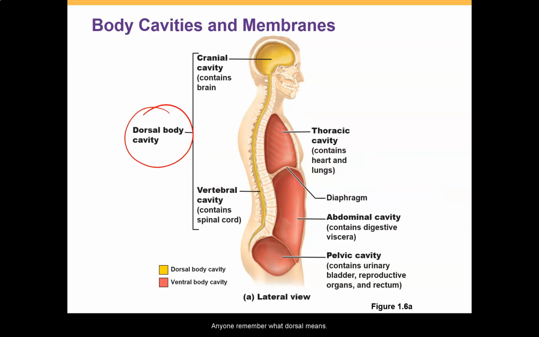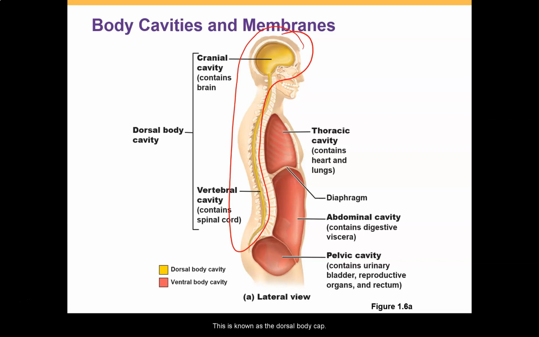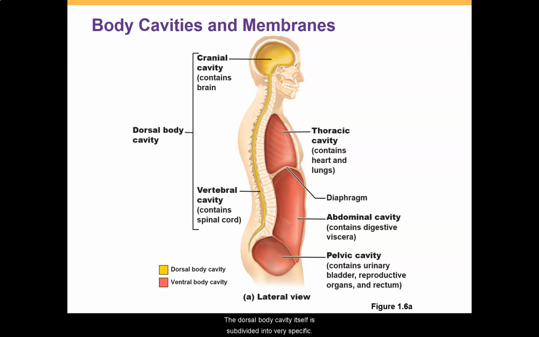Anyone remember what dorsal means? That's right, dorsal means towards the back. So shown here in yellow, this is known as the dorsal body cavity. The dorsal body cavity itself is subdivided into very specific cavities or very specific hollow regions or areas. The dorsal body cavity contains this hollow space in our head known as the cranial cavity.